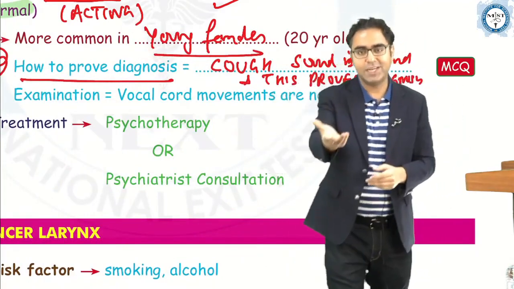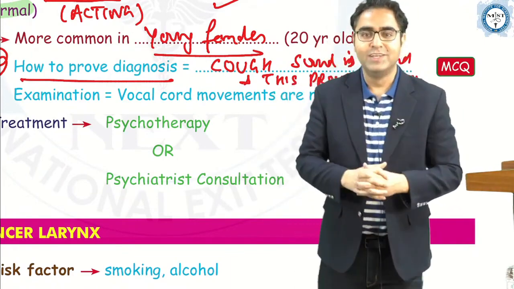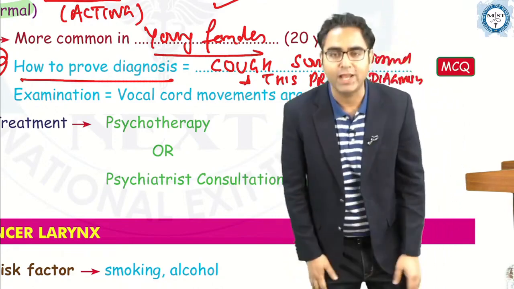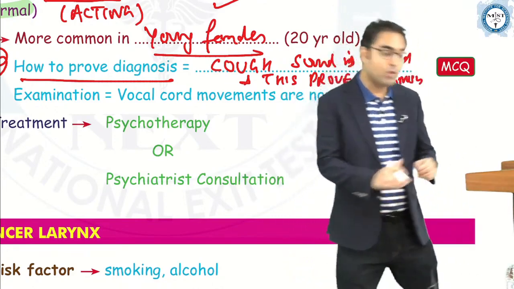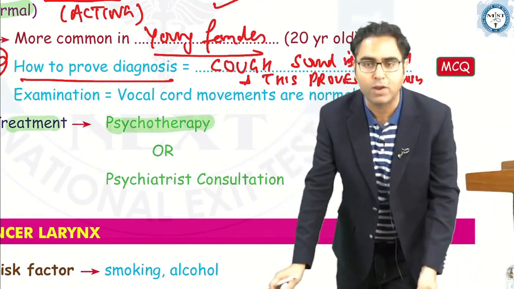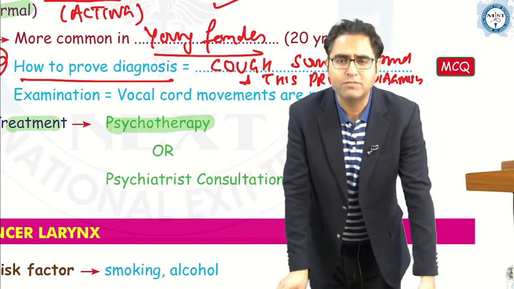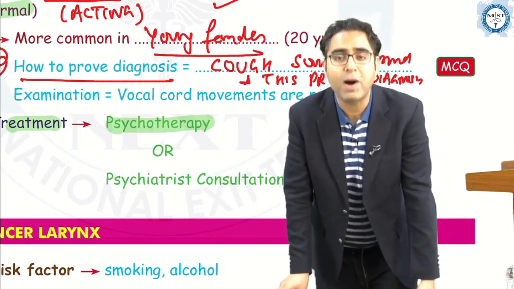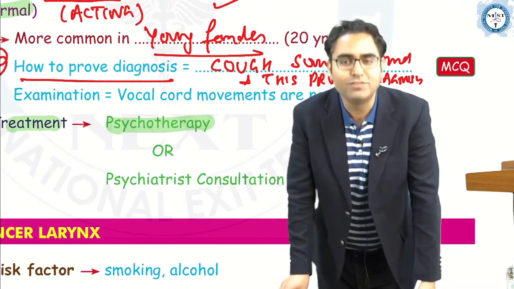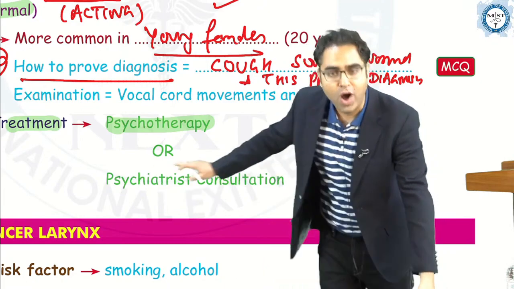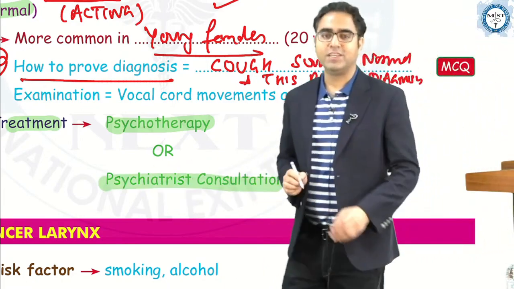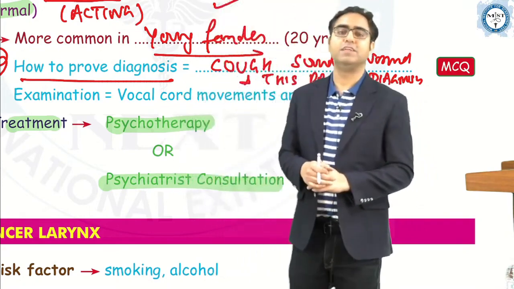Okay, so because she is intelligent, you are also intelligent. So vocal cord movements are normal. It's an acting problem. Treatment is psychotherapy, not speech therapy, beta, because it's a psychological problem. Why give speech therapy? The throat is fine, the mind is not okay. Larynx is okay. Mind is not okay. Psychotherapy or psychiatrist consultation, beta.